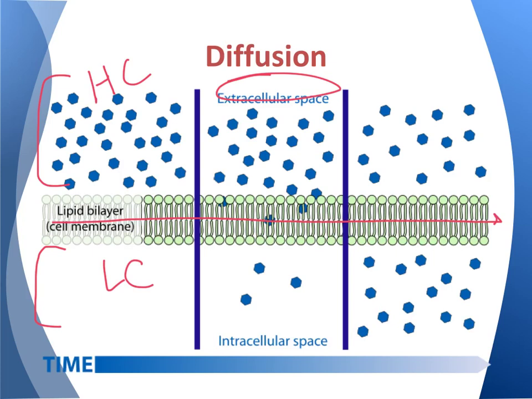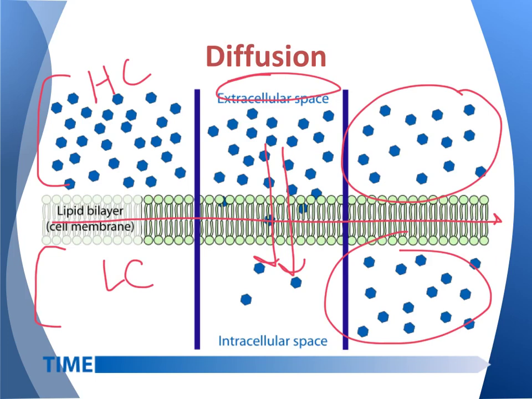And by diffusion, these molecules like to spread out. They like to move from an area of high concentration to an area of low concentration. And as you can see, they can pass through the cell membrane. They can pass through the lipid bilayer. Only certain molecules can pass through the lipid bilayer, and we'll talk about that in a second. Eventually, they're going to continue to pass and move towards the inside of the cell, until we have an even concentration of these molecules on each side.